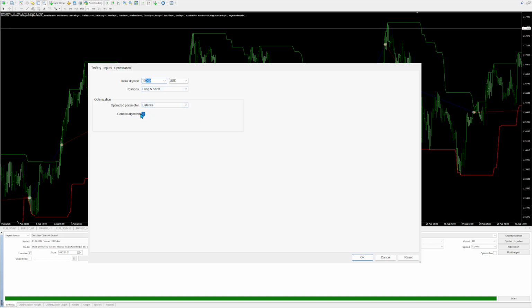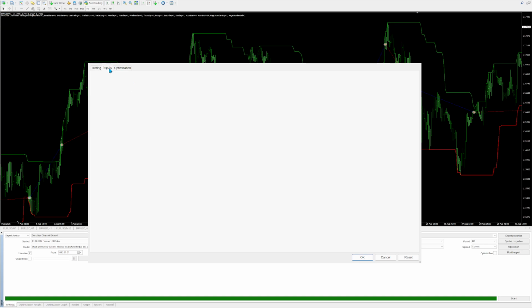Genetic algorithm, basically it makes testing a lot faster. If you have this unchecked, the strategy tester will do every possible combination that you select, which can take a long time. If you have it checked, it will just throw away the results that it deems will not be good enough. It can improve the speed quite significantly if you're back testing.